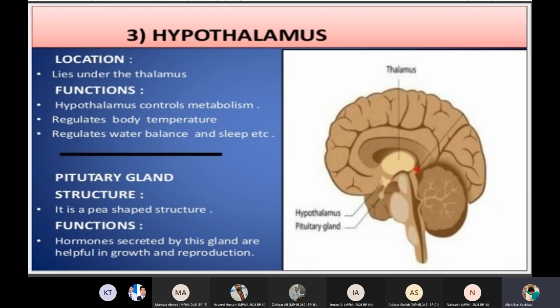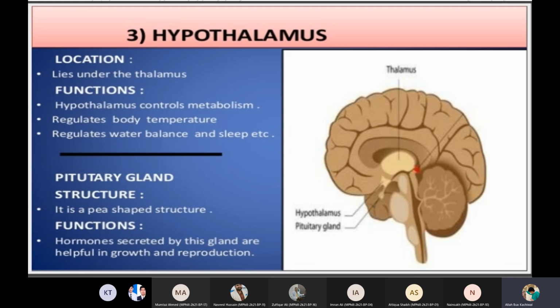So the location of the hypothalamus lies under the thalamus, and the hypothalamus controls the metabolism, regulates the body temperature, the water balance, and sleep. Whereas the pituitary gland is a pea-shaped structure. Its function is to produce hormones, which are helpful in growth and reproduction. The hormones are produced by the anterior pituitary gland and posterior pituitary gland.